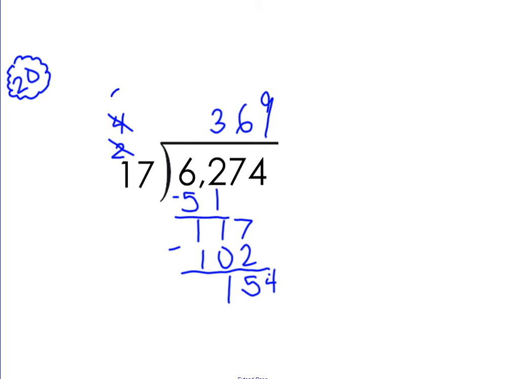So we're going to write 63. We split 63 apart. Then we'll do 9 times 1 is 9, plus the 6 we added in, which is 15. 153. So we subtract, and we have 1 as our remainder. So our answer is 369, remainder 1.